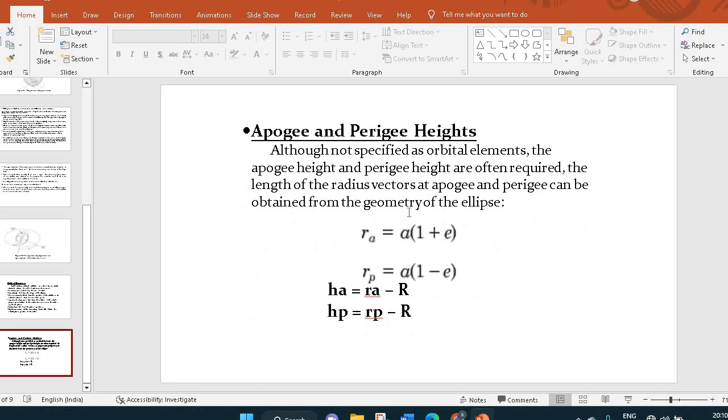Then apogee and perigee heights. Although not specified as orbital elements, the apogee height and perigee height are often required. The lengths of the radius vectors at apogee and perigee can be obtained from the geometry of the ellipse. Ra equals a times (1 + e). Rp is a times (1 - e). Ha equals Ra minus capital R. Hp is Rp minus capital R.